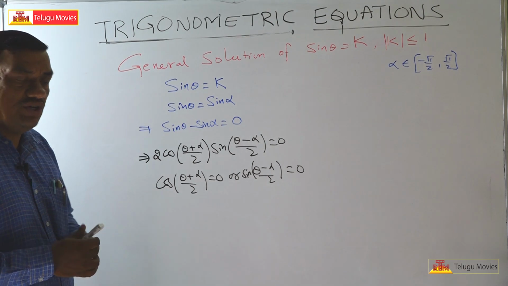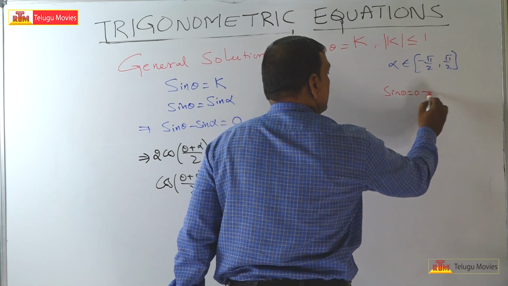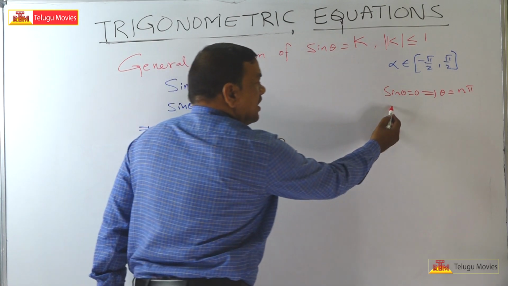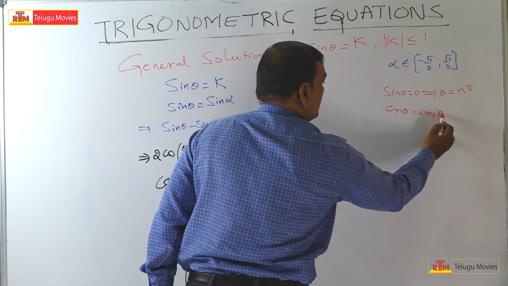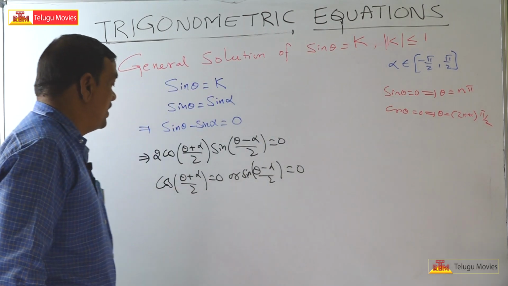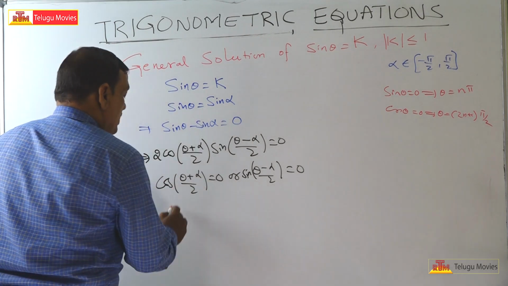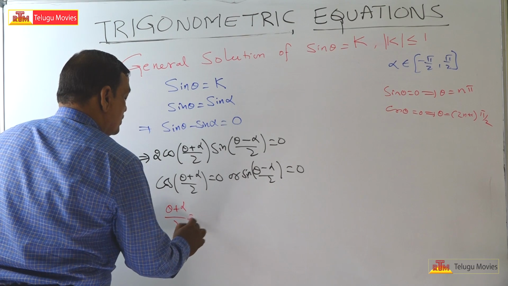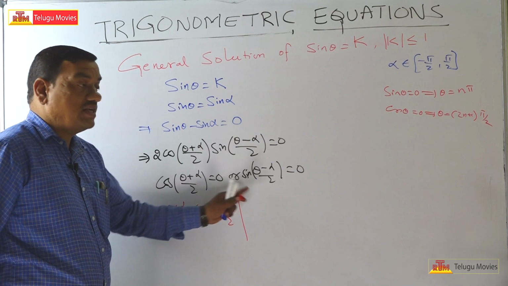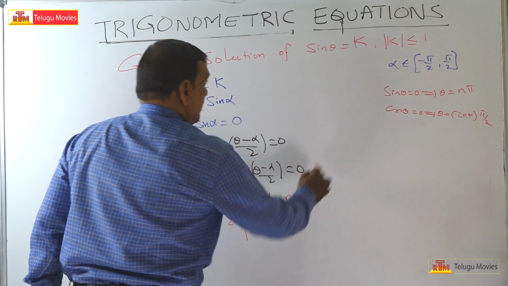So, in the first table itself I have explained two concepts. One is sin theta is equal to 0, that implies theta is equal to n pi. Now cos theta is equal to 0, this implies theta is equal to (2n plus 1) pi by 2. Understand? So here, in place of theta we have (theta plus alpha)/2, that means (theta plus alpha)/2 is equal to (2n plus 1) pi by 2. And for sin equal to 0, here (theta minus alpha)/2 is equal to n pi.